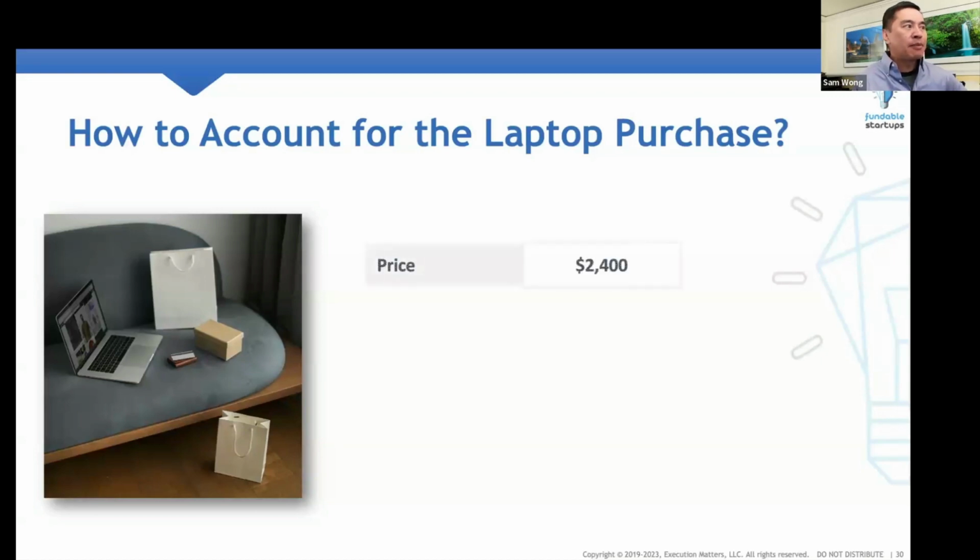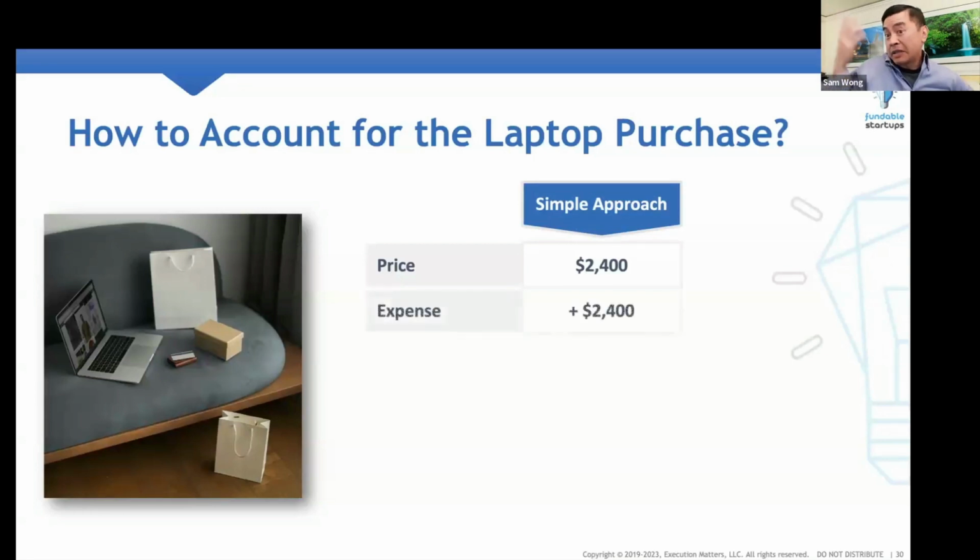Well, it's an Apple MacBook, and Macs are a little expensive, so it's 2,400 bucks for this laptop. The simple approach that most people take is, okay, 2,400 bucks, that's an expense. I spent $2,400. That means my bank account is $2,400 lower. My expenses go up. Assets, I'm not really tracking that. I just know that it belongs to the company.